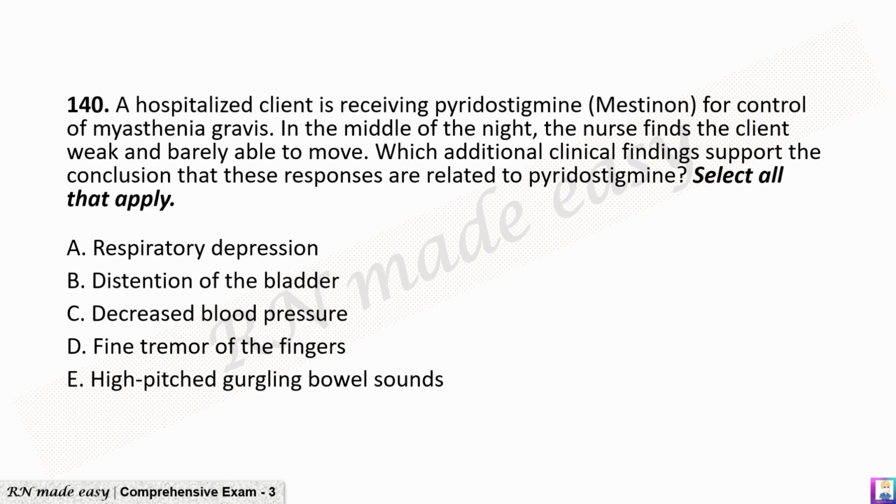Question 140. A hospitalized client is receiving pyridostigmine, Mestinon, for control of myasthenia gravis. In the middle of the night, the nurse finds the client weak and barely able to move. Which additional clinical findings support the conclusion that these responses are related to pyridostigmine? Select all that apply. A. Respiratory depression. B. Distension of the bladder. C. Decreased blood pressure. D. Fine tremor of the fingers. E. High-pitched gurgling bowel sounds.